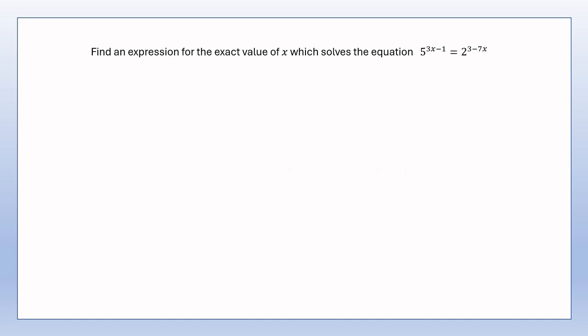Find an expression for the exact value of x which solves the equation 5 to the power of 3x minus 1 equals 2 to the power of 3 minus 7x. So there's a couple of different ways that this equation can be solved. Possibly in an exam you would be given a specific form to aim for with your answer, which would potentially give some clues about the direction to go in initially. However, in this particular case, you're free to choose your preferred form.